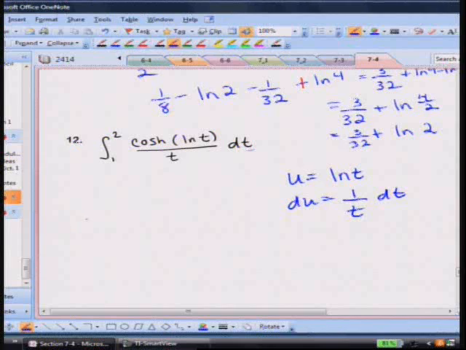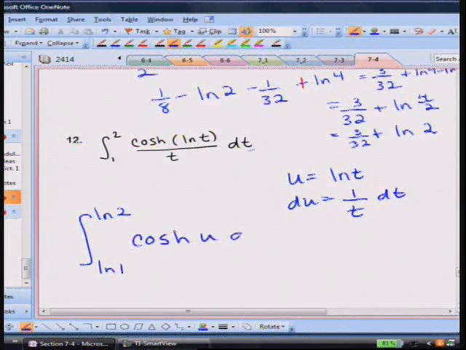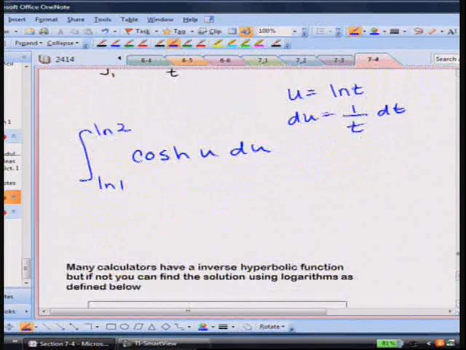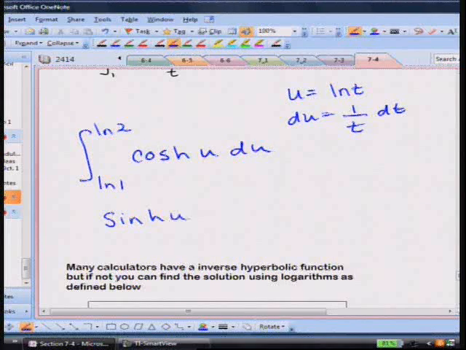All right? So I'm going to change my limits. I'm going to go from the ln of 1 to the ln of 2, and then I have the hyperbolic cosine of u du. All right? And the antiderivative of the hyperbolic cosine is what? It should feel good. It's just the hyperbolic sine. It's not negative or anything. So this is the hyperbolic sine of u evaluated from the ln of 1 to the ln of 2.